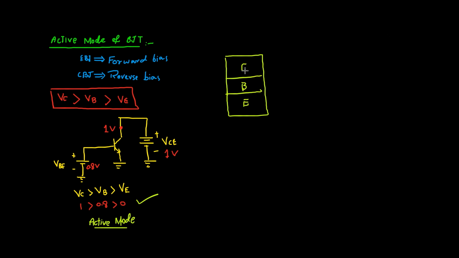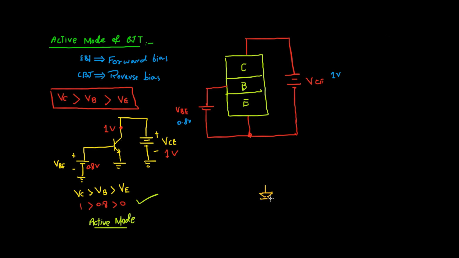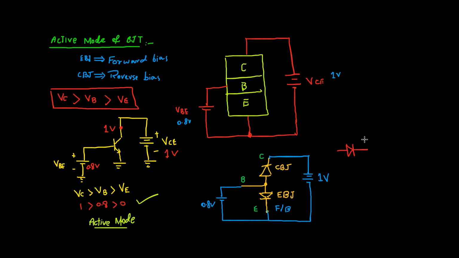Now let's see what happens inside the transistor. For this, the same circuit is redrawn but with the structural view of the BJT. To understand it in an easier way, we can replace both junctions with diodes, one diode for the emitter-base junction and another diode for the collector-base junction. If we have a diode with lower potential at the anode side and higher potential at the cathode, obviously it will be reverse biased. In our case, the collector-base junction diode is experiencing 0.8 volts at the anode and 1 volt at the cathode, so it will be reverse biased.